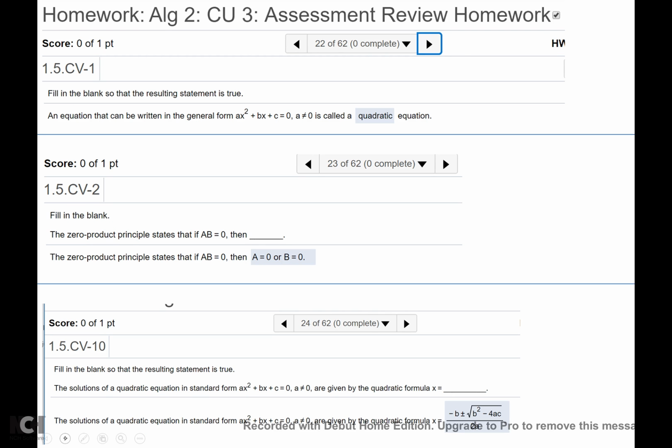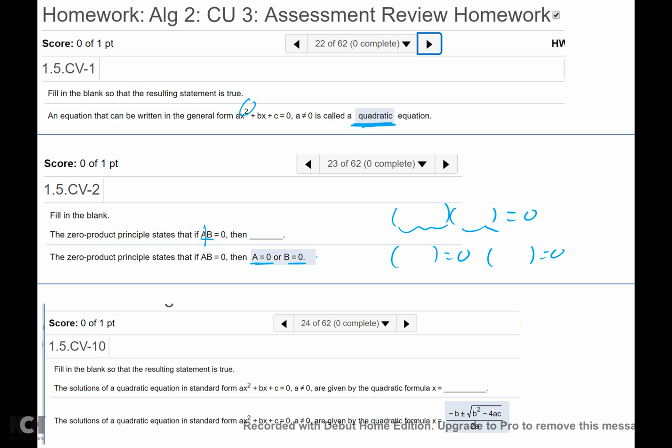Alright, fill in the blank so that the resulting statement is true. An equation that can be written in the general form ax squared plus bx plus c, as long as a is not 0, is called a quadratic. Second degree means quadratic. The zero product principle states that if AB equals 0, then either, remember the product property? This was like if you had this, then you could say either this was 0 or this was 0. So if they're saying AB equals 0, then either A is 0 or the other thing being multiplied is 0. There's only one way to get 0 from multiplying, and something has to be 0.